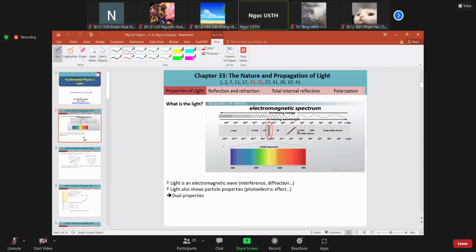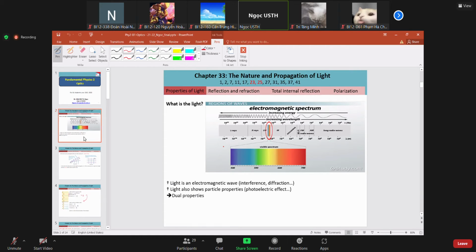Today we just focus on chapter 33, the nature and propagation of light. So the objective of this part is light. First you have to understand what light is and its properties. Then, the next step is to see how it interacts with other kinds of materials, like eyes, lenses, and mirrors. So what is light?